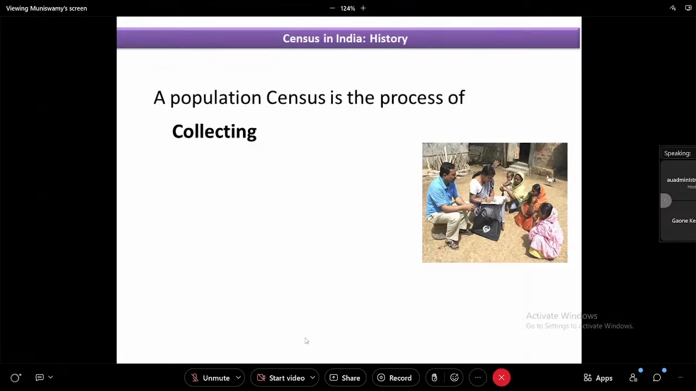So the collecting is very, very important, the ways in which you collect. Generally, for census, primary data is collected. The investigator directly goes to the field and gathers the data. These are the two investigators gathering the data from the respondents. That is collecting. So, collection of data is very, very important.